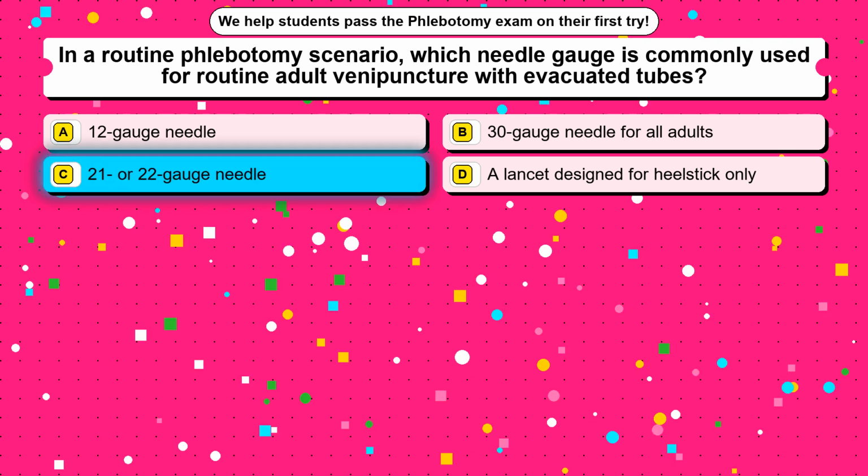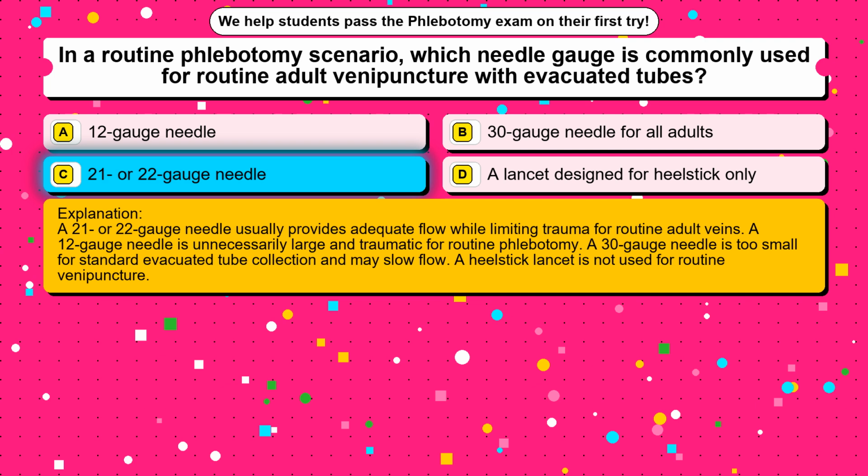The correct answer is option C. 21 or 22 gauge needle. A 21 or 22 gauge needle usually provides adequate flow while limiting trauma for routine adult veins. A 12 gauge needle is unnecessarily large and traumatic for routine phlebotomy. A 30 gauge needle is too small for standard evacuated tube collection and may slow flow. A heel stick lancet is not used for routine venipuncture.